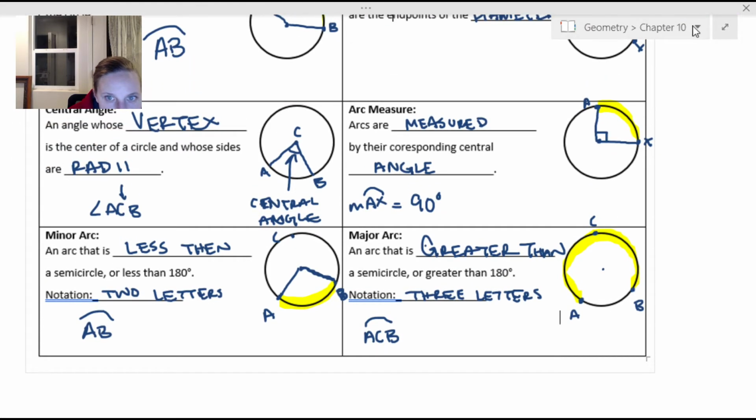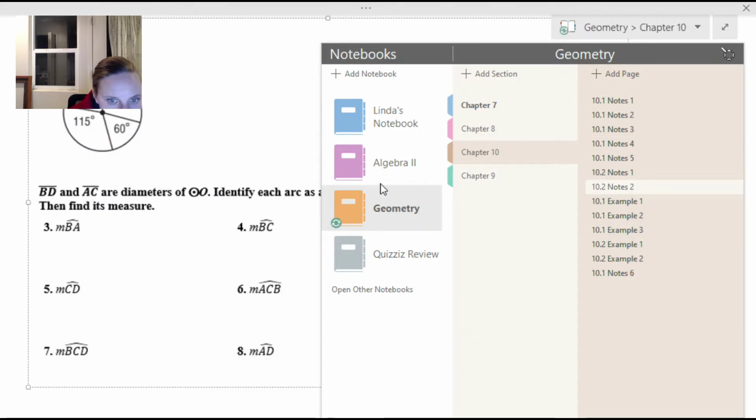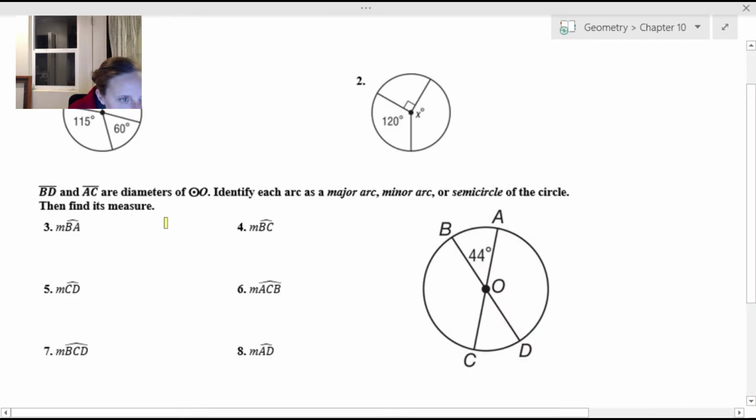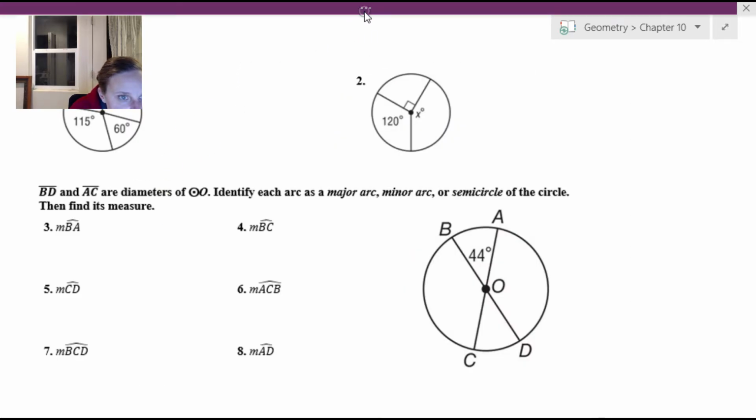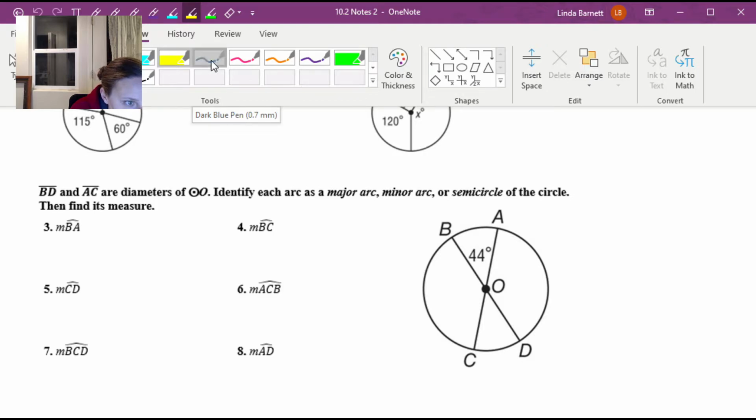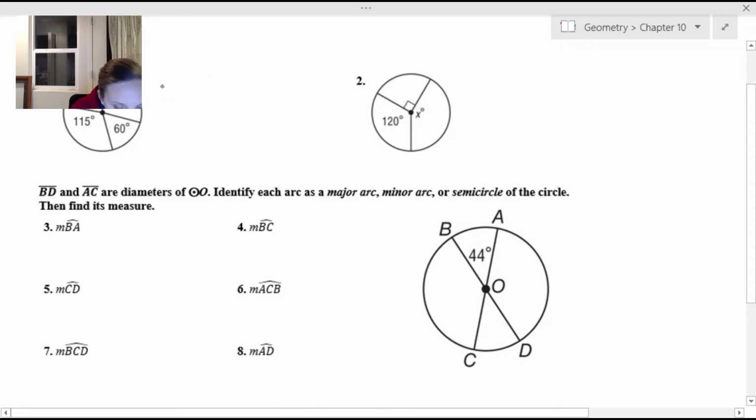Okay, so let's do some examples with those problems. So first, find the value of x. Like I said before, the central angles should all add up to 360 degrees. So if I add up these three angles, 105 plus 115 plus 60, 5 plus 5 is 10, carry the 1, 6, 7, 8, and 280 is those three.